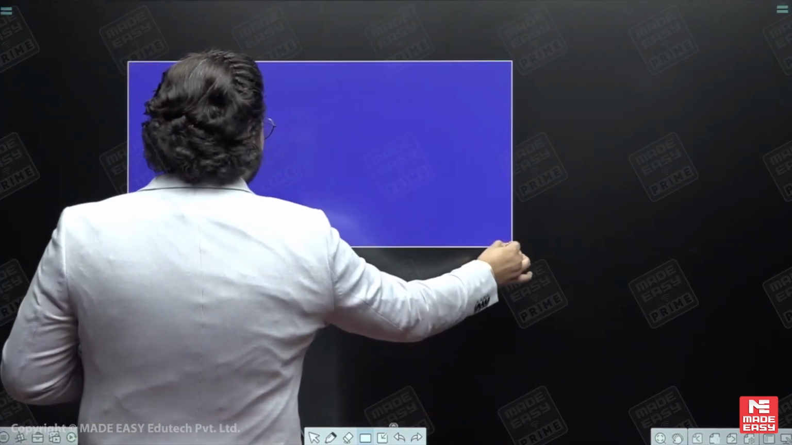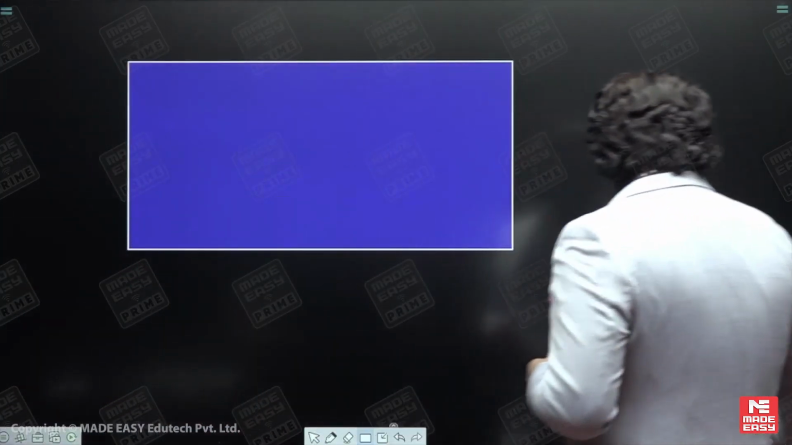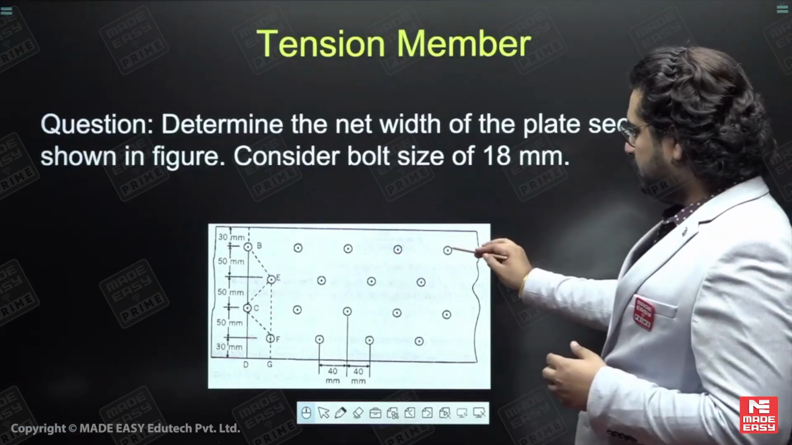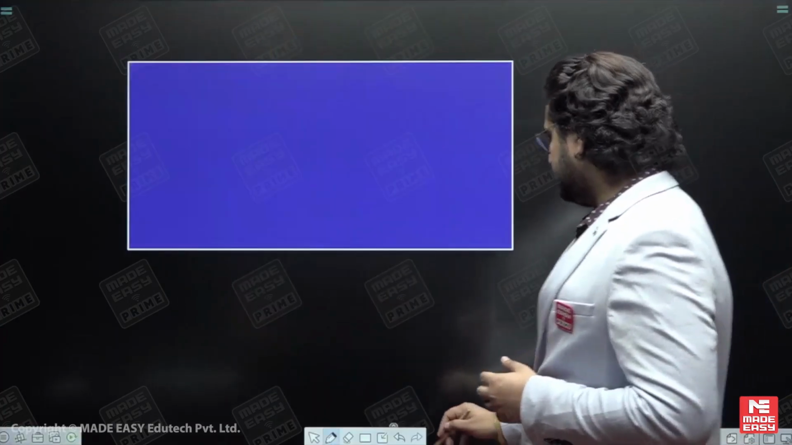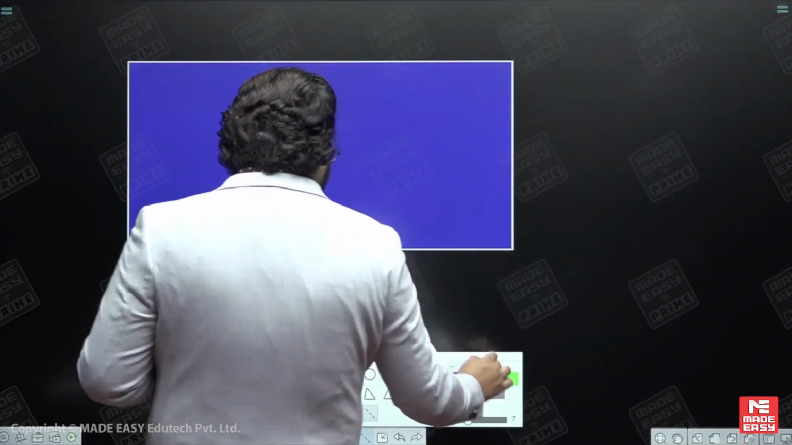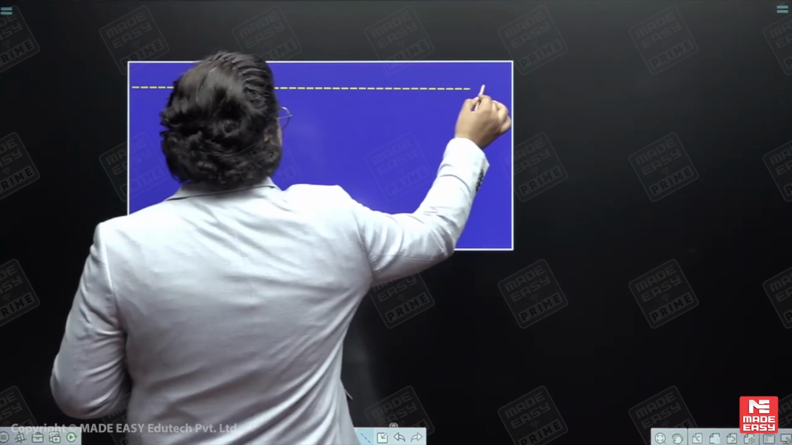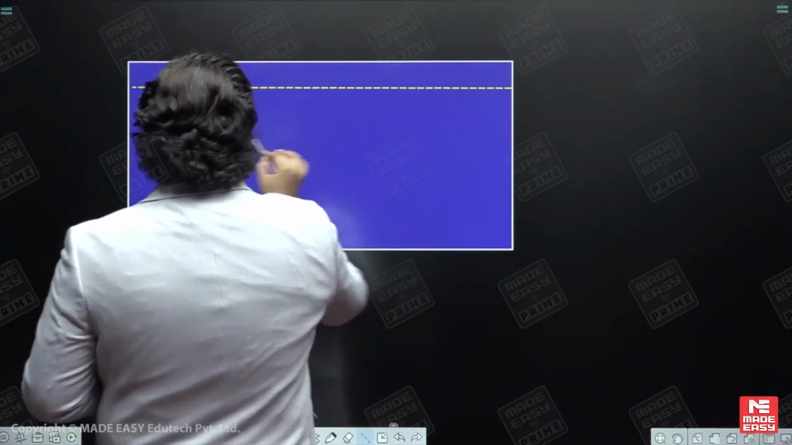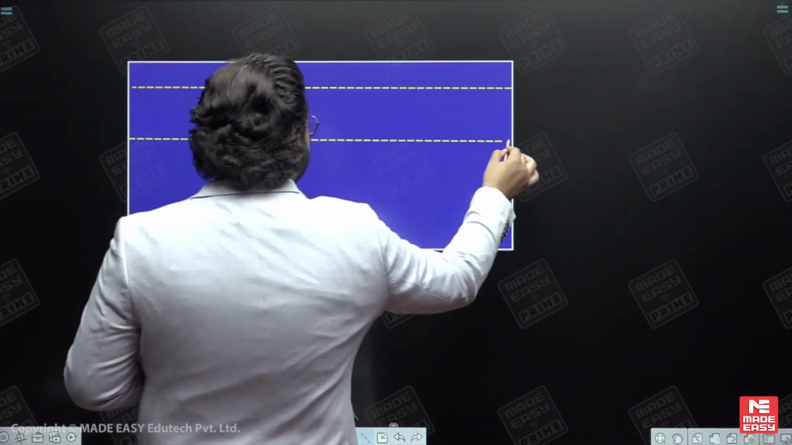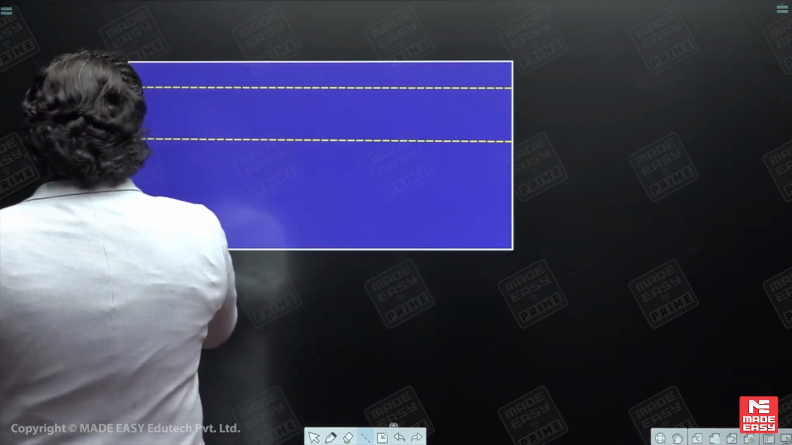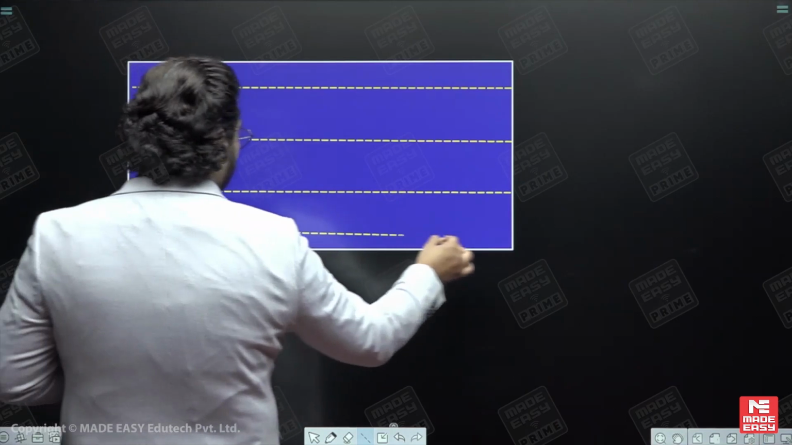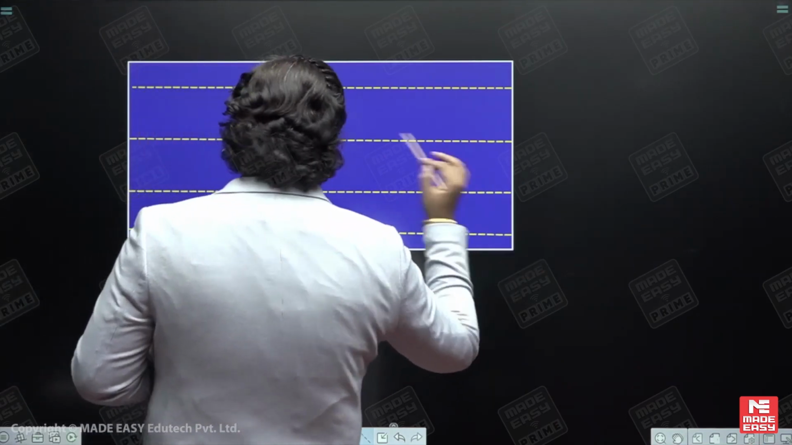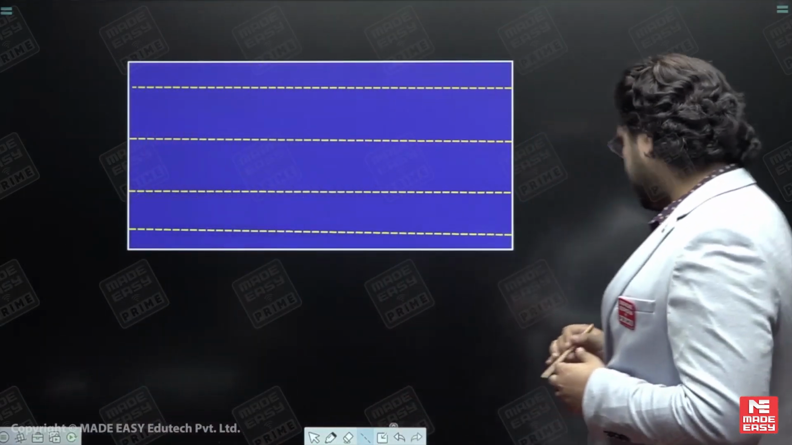Okay, so how many lines of bolting do we have? The lines of bolting we have is 1, 2, 3, 4. There are 4 rows, you can say. So draw the 4 rows. This is row 1, row 2, row 3, and lastly row 4. Okay, so this is, you can say, the placement.